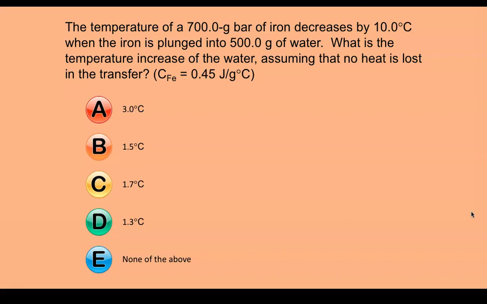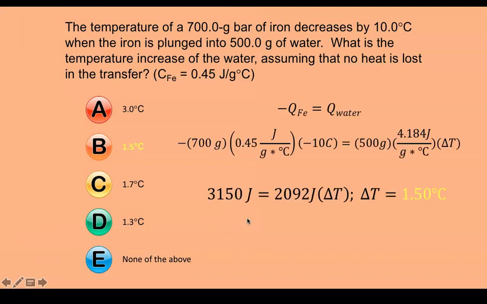Here's a problem. You can press pause. Alrighty then. So using the equation we just saw, Q equals a negative Q. Put your negative sign on the correct side, the hotter object. You have m c delta T equals a negative m c delta T. Put all variables in that you know, and then solve for the unknown. And here's what you should get. So negative Q went on the side with the iron, because if the iron is decreasing by 10 degrees, it's losing energy. Therefore, you know the negative sign goes there.